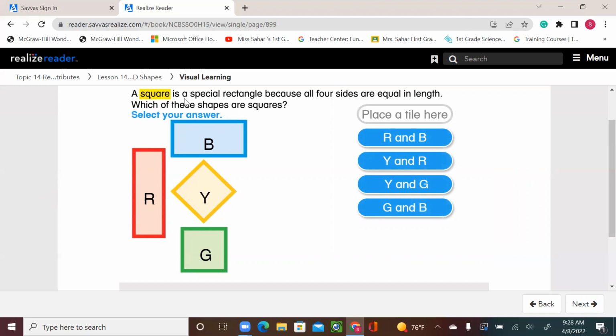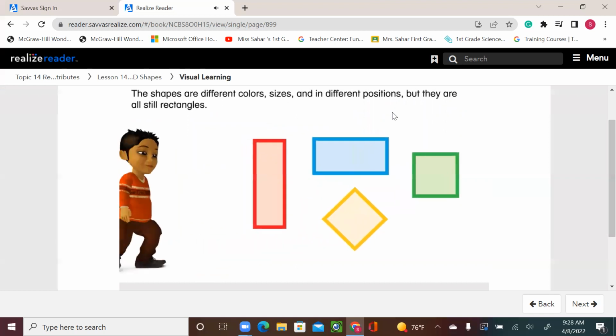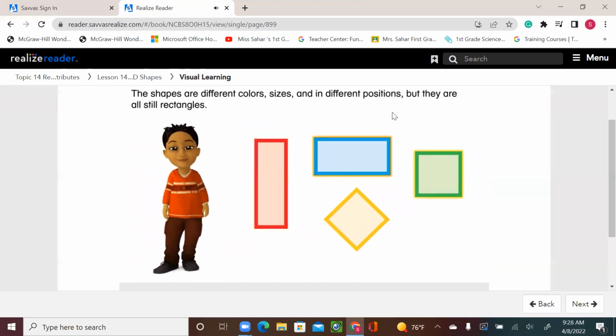So now the question, which of these shapes are squares? We have letters on each shape. So we have B, R, Y, and G. Which 2 shapes are squares, not just rectangles? Y and G. Very good. The shapes are different colors, sizes, and in different positions, but they are all still rectangles. Shapes are not defined by color, overall size, or position.